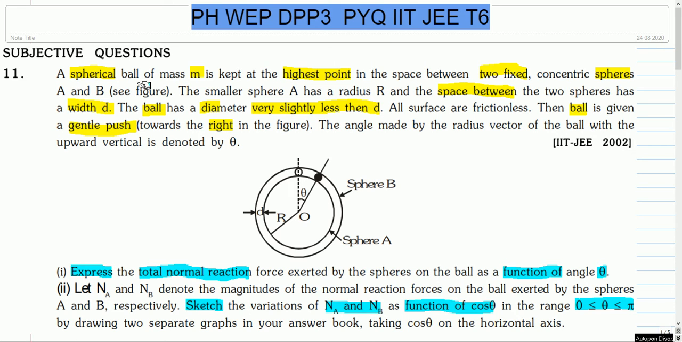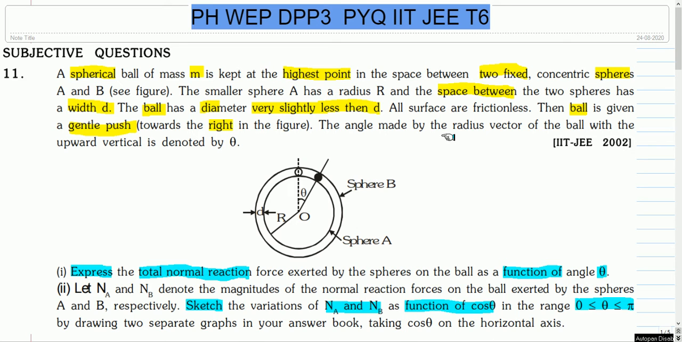A spherical ball of mass m is kept at the highest point in the space between two concentric spheres A and B, as shown in the figure. The smallest sphere A has radius R and the space between the two spheres has width d. The ball has diameter very slightly less than d. All surfaces are frictionless. Then the ball is given a gentle push towards the right in the figure.